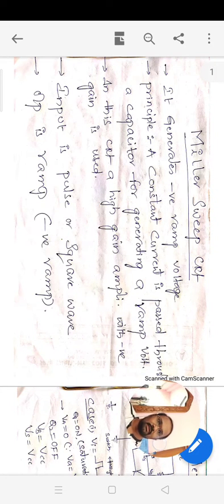Good morning all. Today we are going to discuss the Miller sweep circuit. What is the main objective of the Miller sweep circuit? The main objective is to convert a pulse input or a square wave input into a ramp signal. It converts pulse to ramp, or square wave to ramp signal.